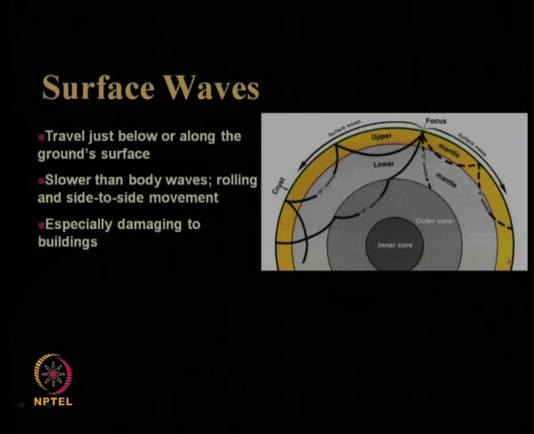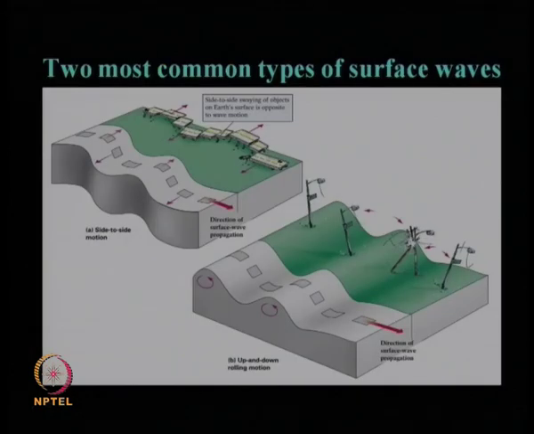And if we look at the various layers over here, you can see the focus of the earthquake. If it is very close to the ground surface, the seismic waves travel through various layers. Whenever they travel within the body of the earth, those are called body waves, like P wave, S wave, etcetera. And when they travel close to the ground surface, they are nothing but surface waves. Now, of the two most common types of surface waves, one type of motion is side to side motion. If you look at this picture, this direction shows the direction of surface wave propagation, that is, the wave travels in this direction.